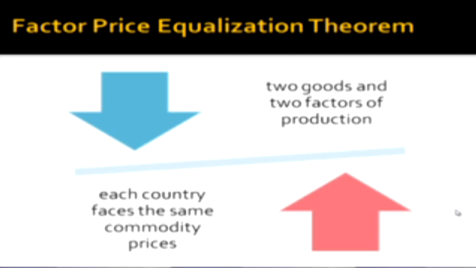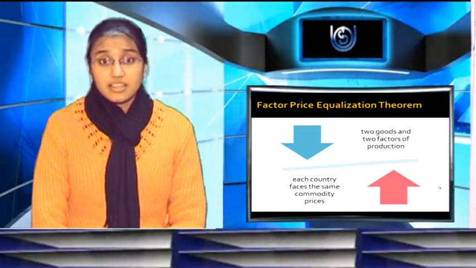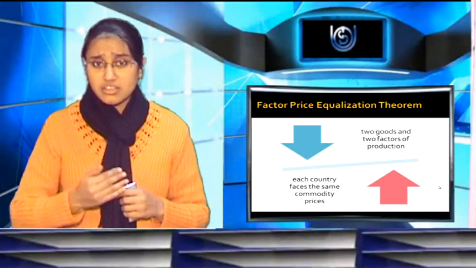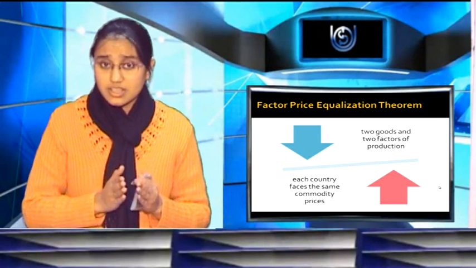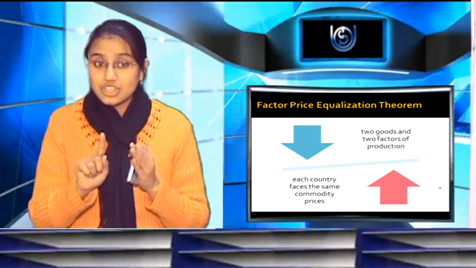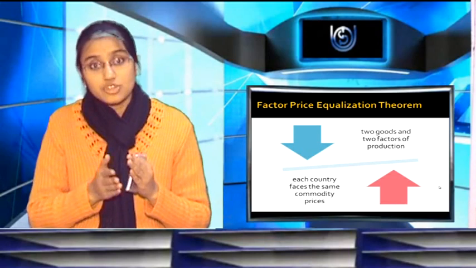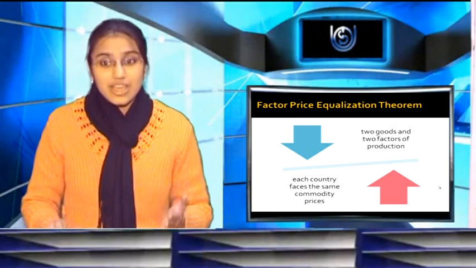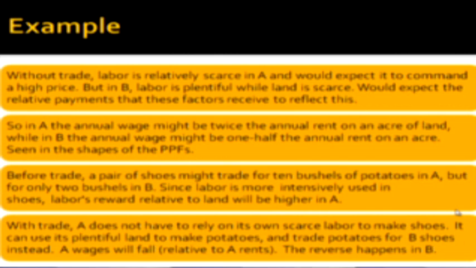Now, the factor price equalization theorem. If we discuss the factor price equalization theorem, it basically states the price effect in particular countries. It states that each country faces the same commodity price. Yes, the same commodity price, because we initially assumed that technologies are the same and all factors are the same. So in that case, with two goods and two factors of production, each country faces the same commodity price. That is the first factor price equalization theorem.